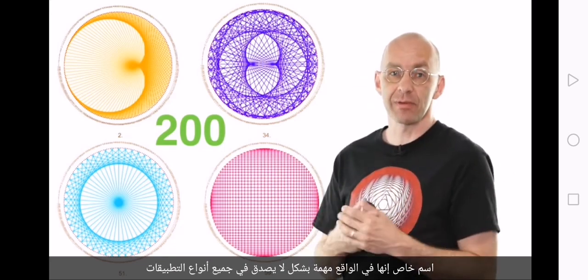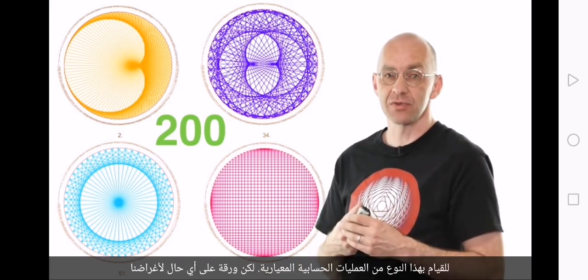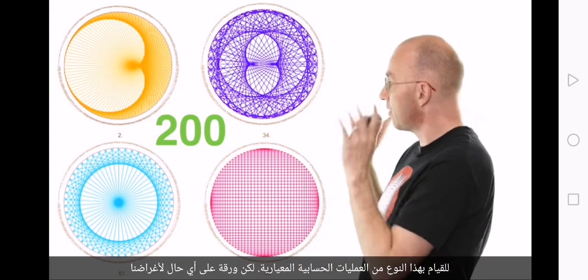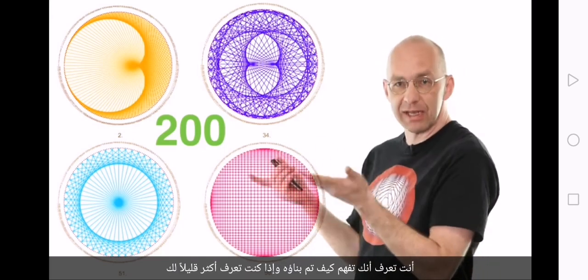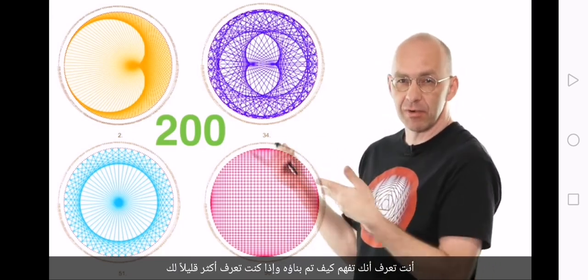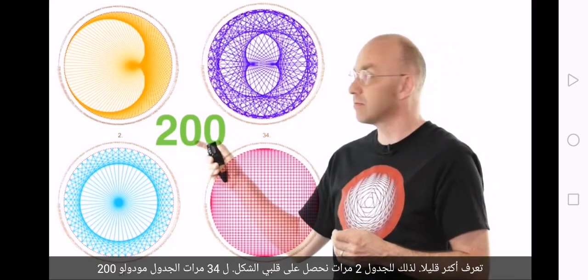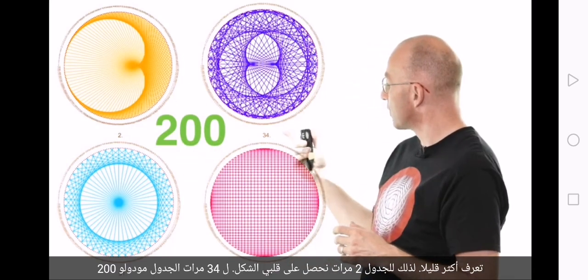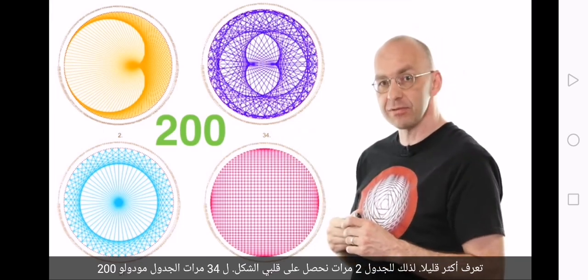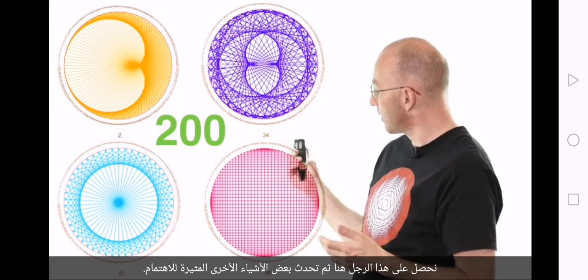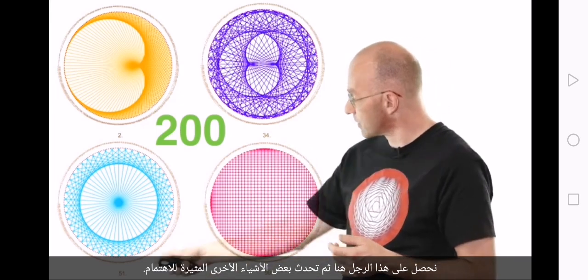It's actually incredibly important in all sorts of applications to do this sort of modular arithmetic. But anyway, for our purposes, you understand how it's built up, and if you know a little bit more, you know a little bit more. So for the 2 times table, we get the cardioid. For the 34 times table, modulo 200, we get this guy here. And then some other interesting things happen.